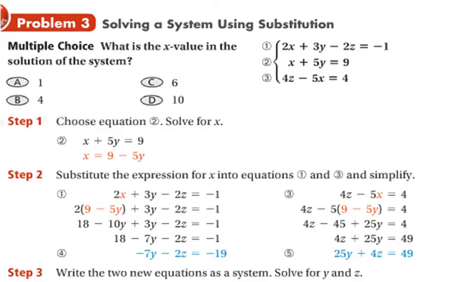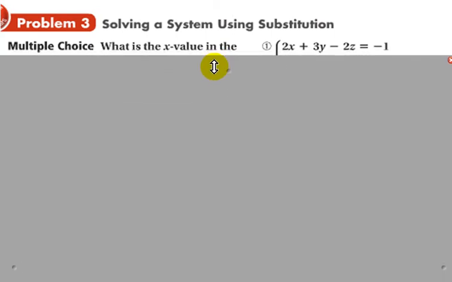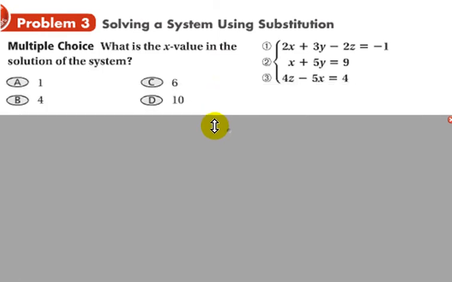Okay, now we're going to move on and we're going to talk about substitution. Okay, so problem 3 says solving a system using substitution. What is the x value in the solution of the system? And they give us 4 answers to choose from. A is 1, B is 4, C is 6, and D is 10. They just want our x value, right? But we notice here we have 3 variables again, an x, a y, and a z. Well, actually we don't. Let's look again.